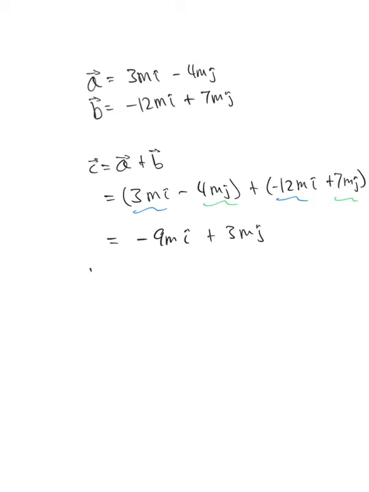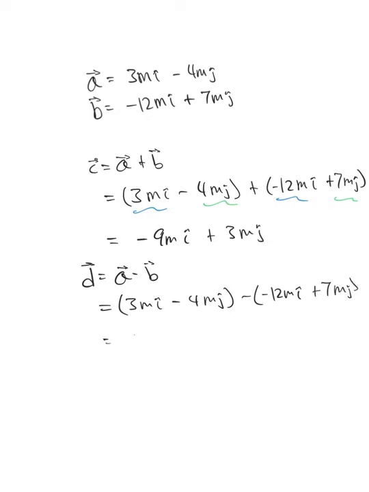If I instead have some vector d, which is equal to the difference between a and b, well then I can say that it is going to be 3 meters i hat minus 4 meters j hat minus negative 12 meters i hat plus 7 meters j hat. And this will lead me to 15 meters i hat minus 11 meters j hat.